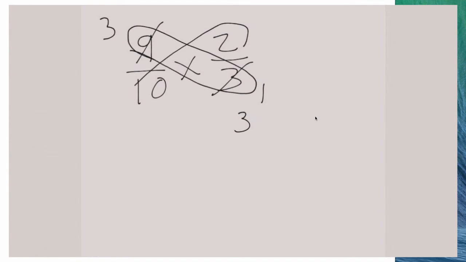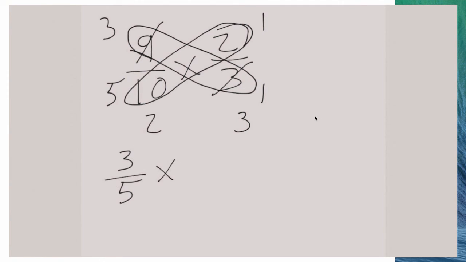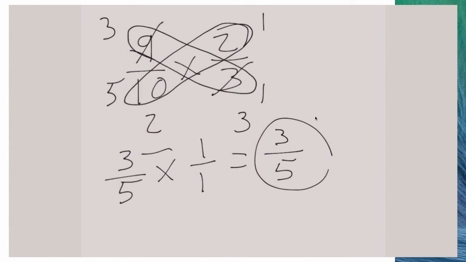Now I look at the other set of diagonals. 2 and 10 have a shared common factor of 2. So if I divide each by 2, I'm going to get 1, and I'm going to get 5. My new fractions now are 3/5 times 1 over 1. 3 times 1 will get me 3. 5 times 1 will get me 5. And there's my final answer, already in simplest form.